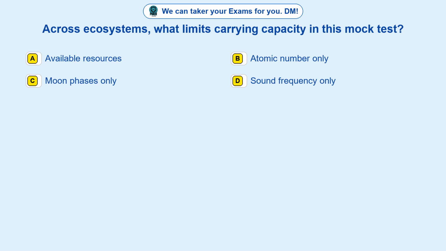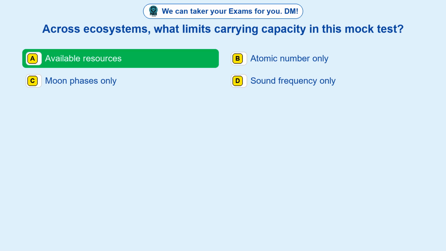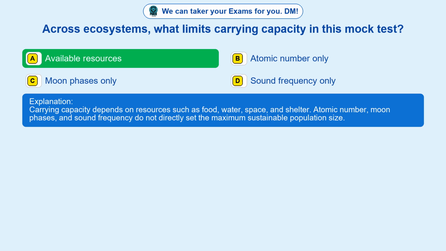Question 29. Across ecosystems, what limits carrying capacity in this mock test? Option A, available resources. Option B, atomic number only. Option C, moon phases only. Option D, sound frequency only. The correct answer is option A. Available resources. Carrying capacity depends on resources such as food, water, space, and shelter. Atomic number, moon phases, and sound frequency do not directly set the maximum sustainable population size.